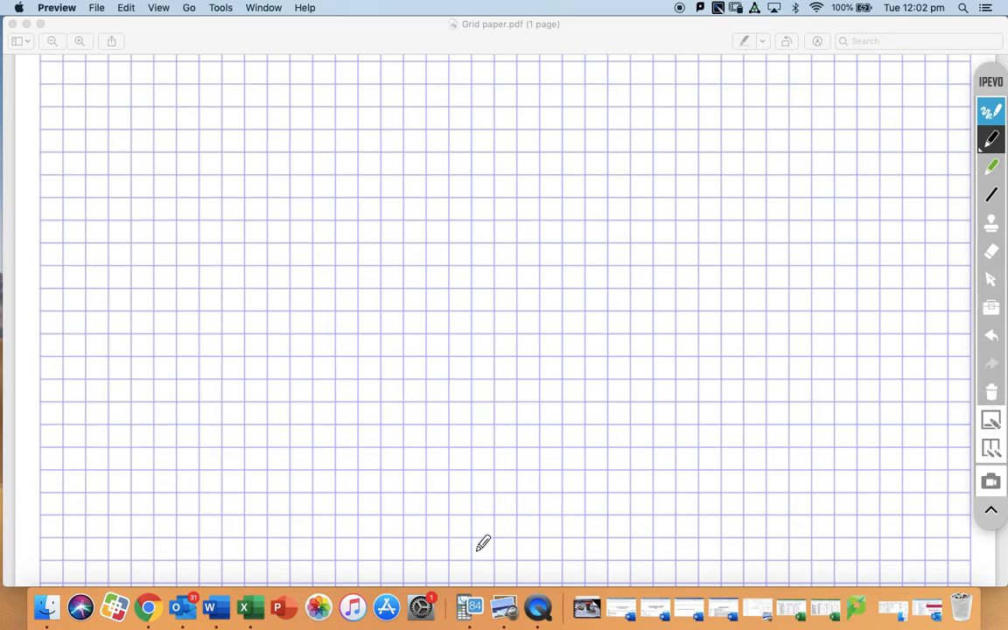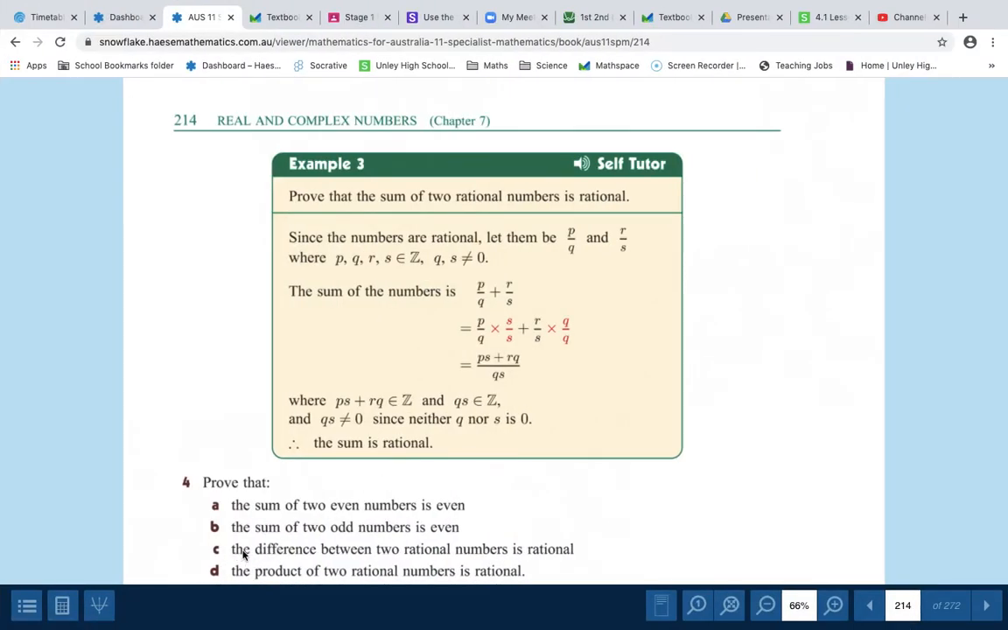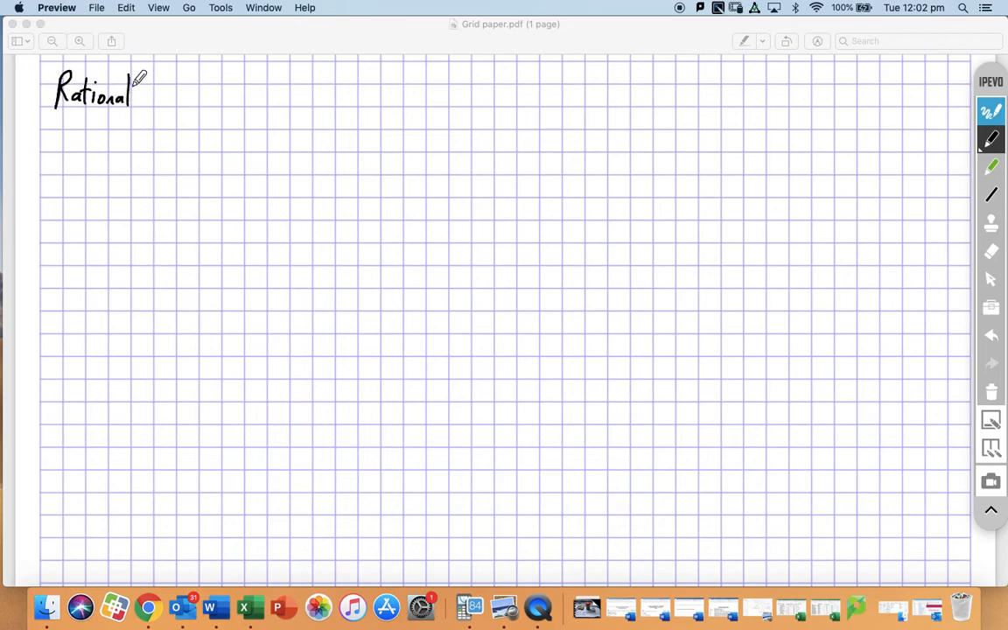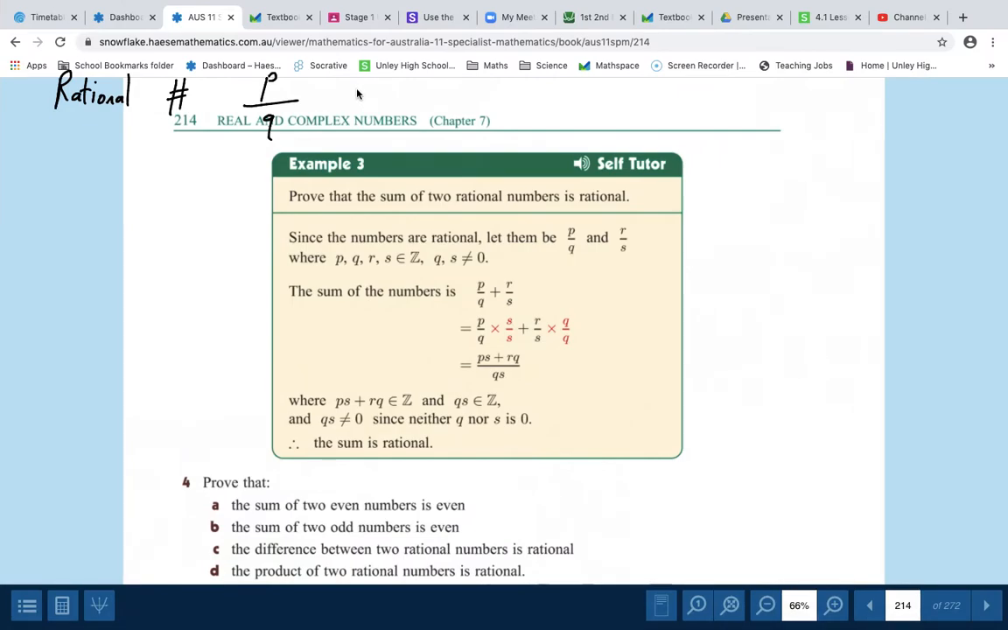All right, back to the question. Question 4, we're here at 4C. The difference between two rational numbers is rational. A rational number is any number that I can write as a fraction. For some reason they normally go to P's and Q's. Are we looking at a sum? No, the difference.